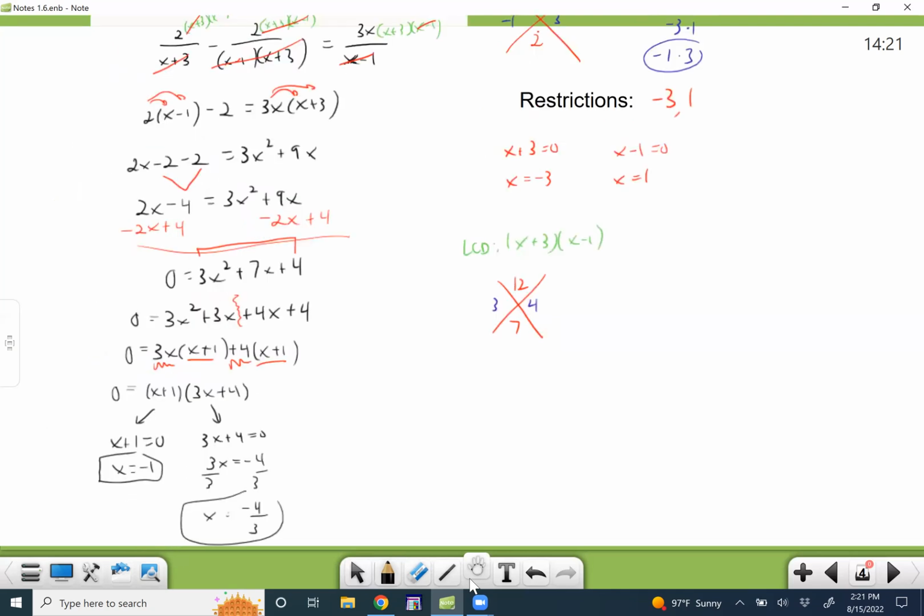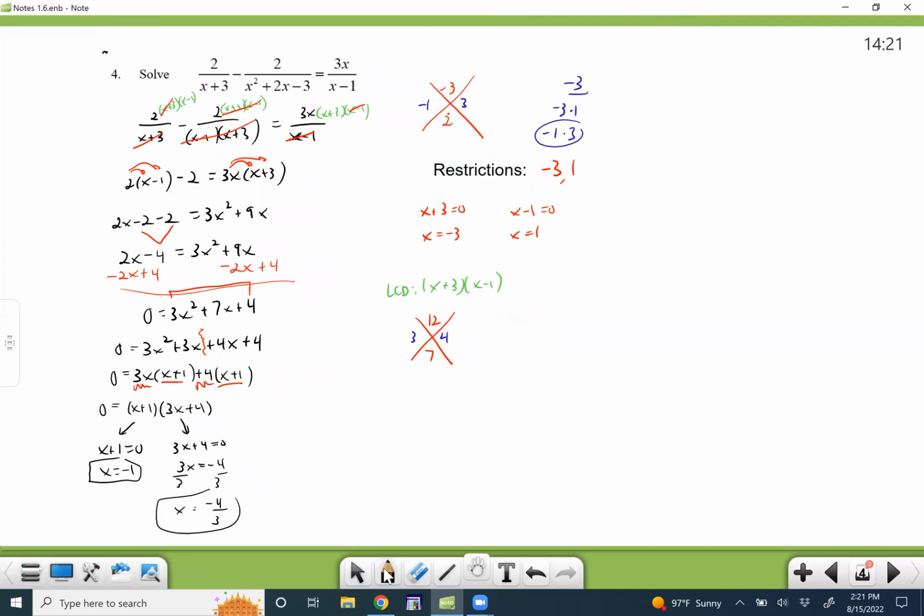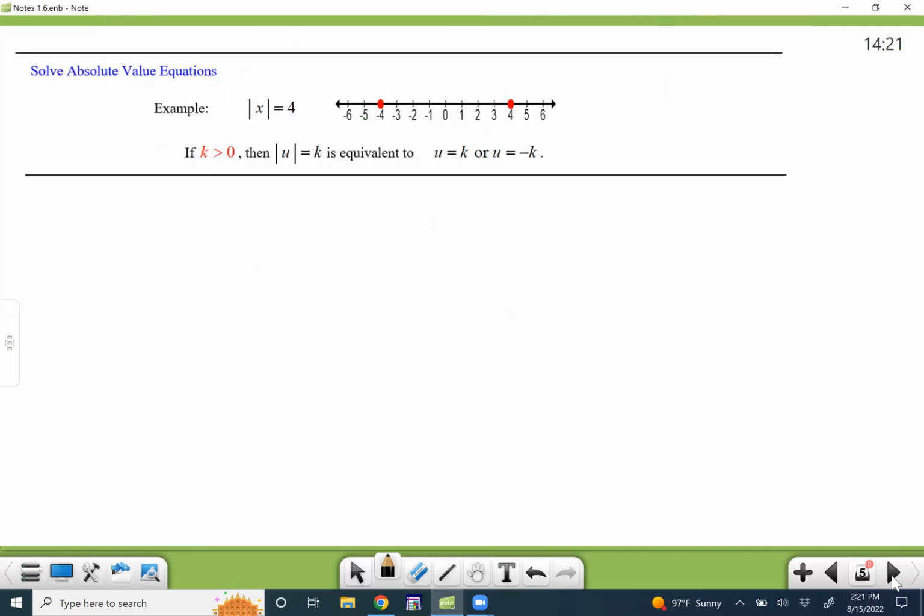Highest exponent, well, the original equation was rational, right? But our highest exponent at this stage of the game was a 2. And so we did find all 2 for that particular piece, right? Okay, so that's it. So we're moving on to absolute value equations, okay?